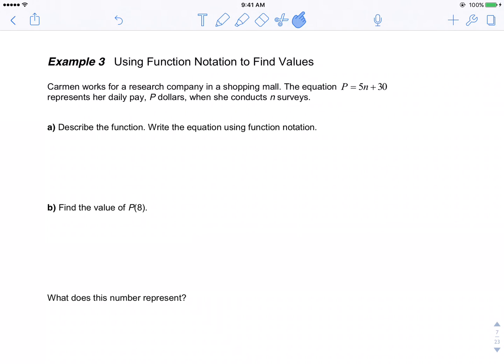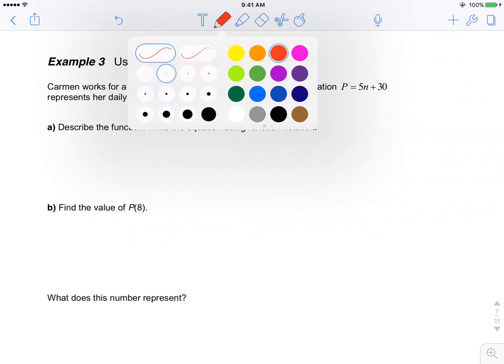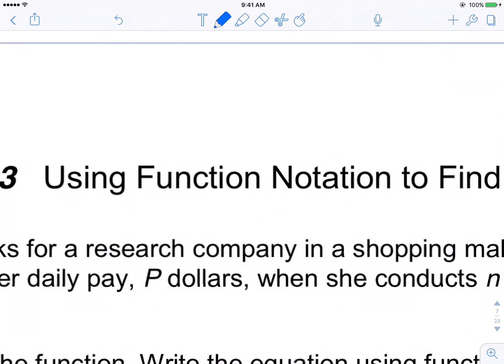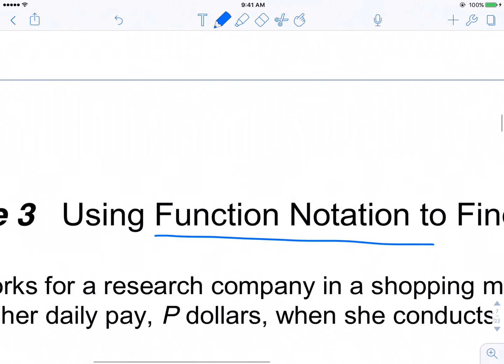So example 3 here. Example 3 is something a little bit new. We talk about what we call function notation. Function notation, bottom line, you just have to remember that function notation is a fancy way to write equations. It's a fancy way to write equations. And I'll give you a quick example.